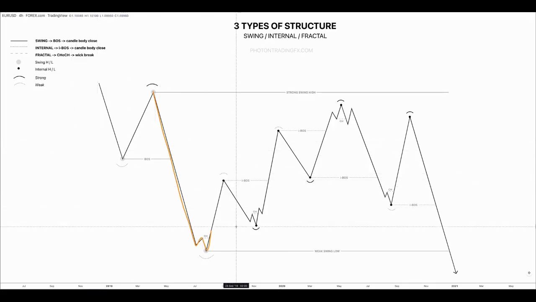But this will become clear as we go through more examples, so don't worry if it's a little bit too confusing at this point. So, I know I'm being pedantic here, but I have to go over this loads of times just so it really, really sinks in. So change of character signals the start of a potential internal pullback, okay?